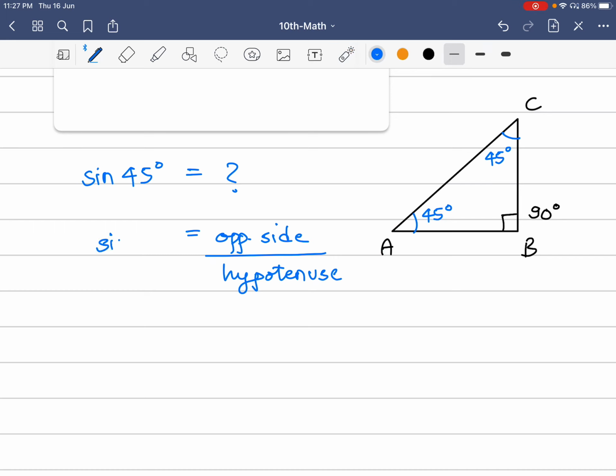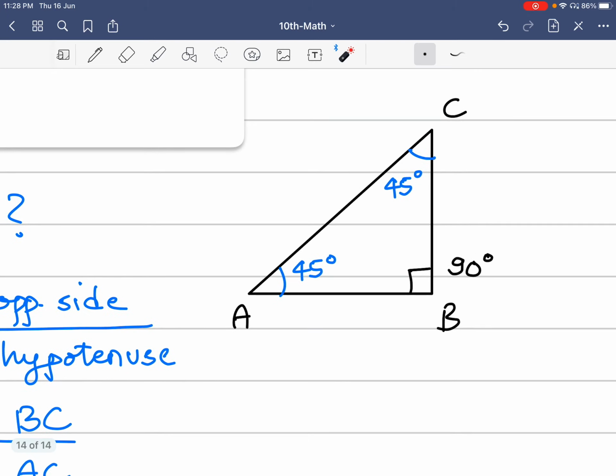Let me write it down. This is sine of A, which is equal to, now what is the opposite side to angle A? It's BC, and what is our hypotenuse? It's AC. So sine of A is BC divided by AC, and A is nothing but 45 degree. In order to find the value of sine of A, we should know the length of BC and AC. Once we know the length of BC and AC, we can easily find the value of sine of A.